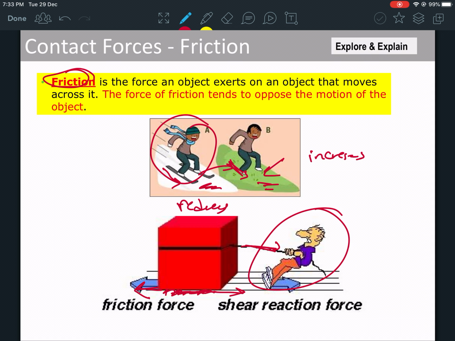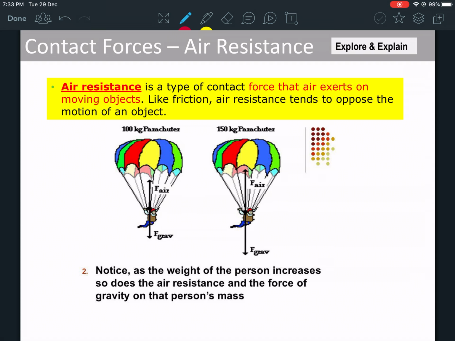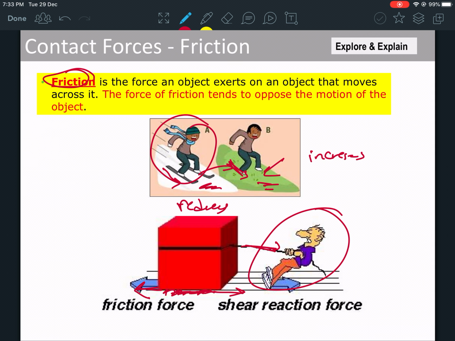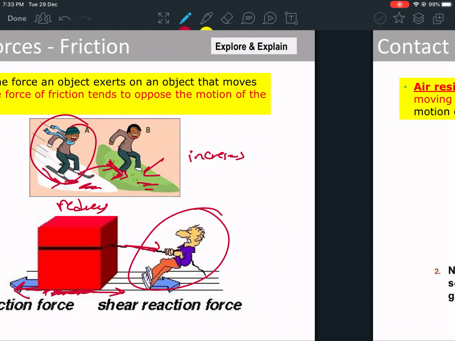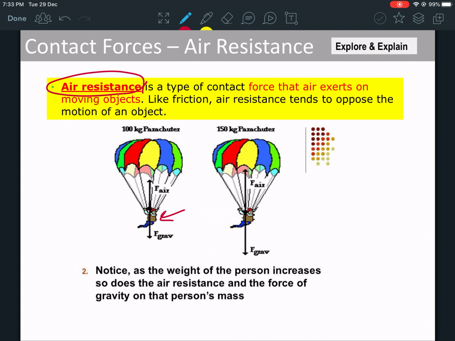Oil and soap can reduce the friction. You have air resistance. That's also a contact force because you're touching the air. Friction is a contact force because there's touching here. This air resistance is also a contact force.